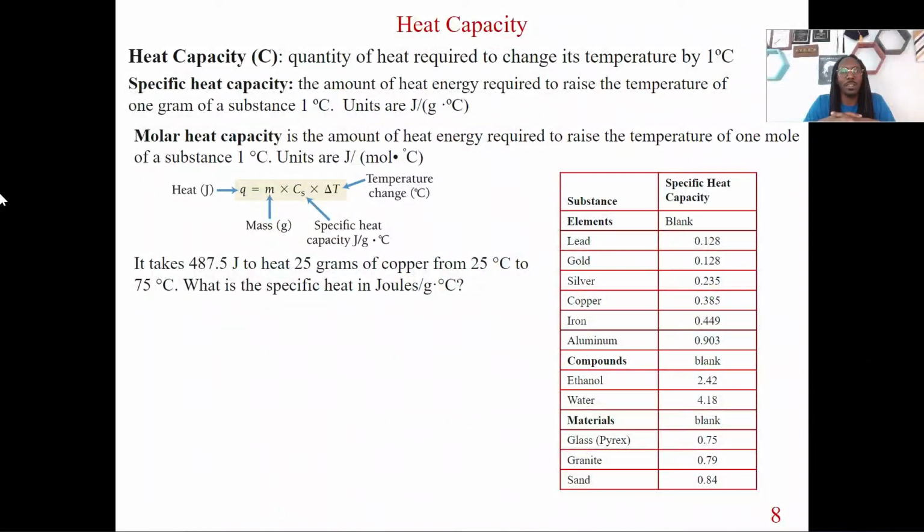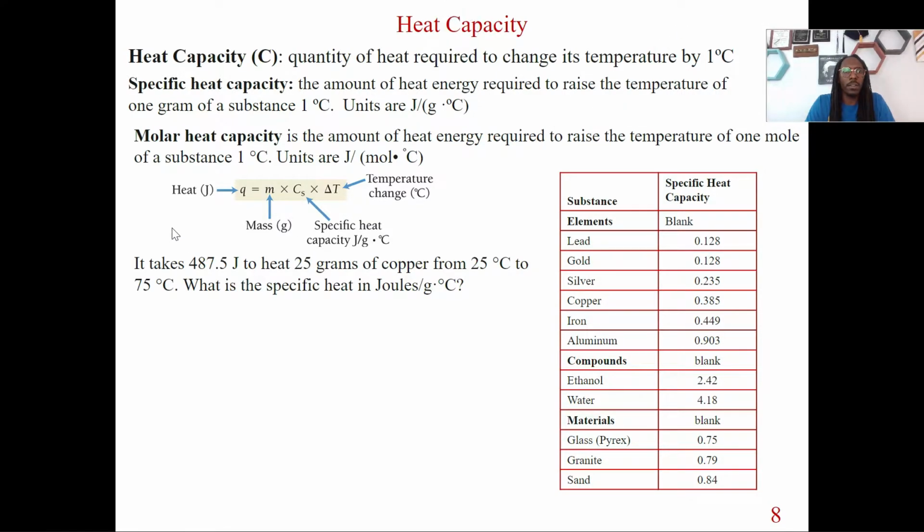Specific heat capacity. So this is the main one. The amount of heat energy required to raise the temperature of 1 gram of a substance by 1 degree Celsius. So because it's by grams in Celsius, our units for specific heat capacity are going to be joules, right? That's our J, joules over grams times Celsius. Okay, so these are the units for specific heat capacity.